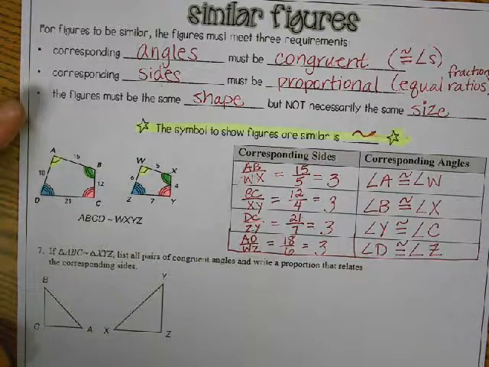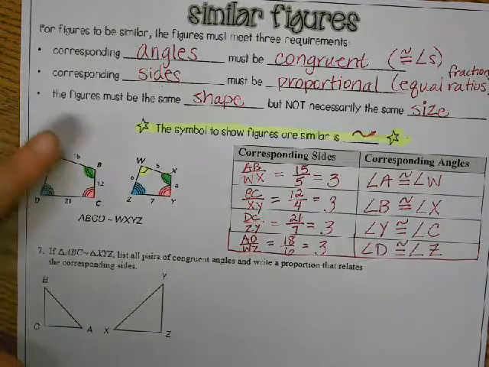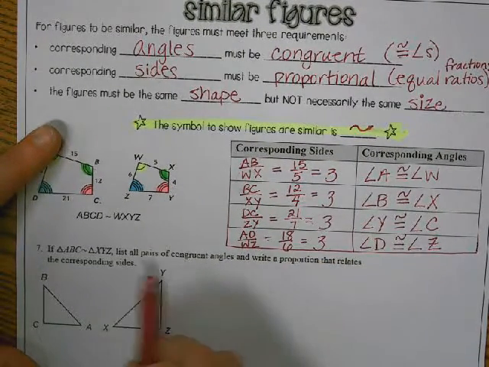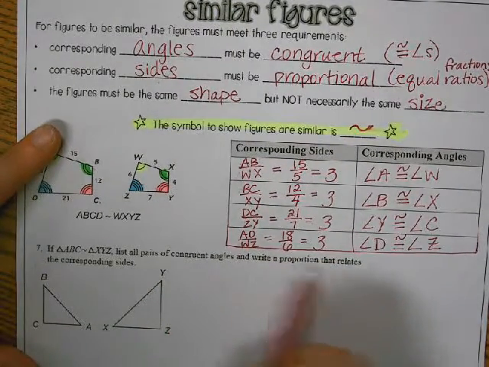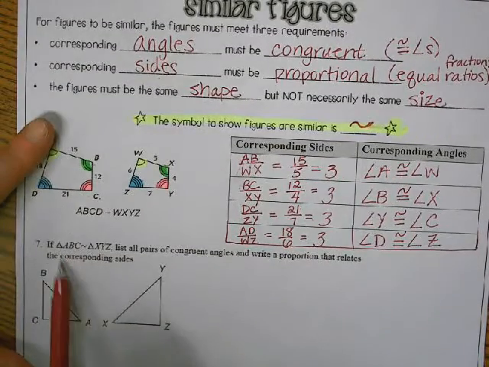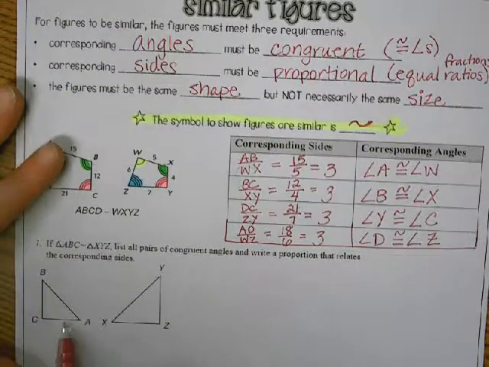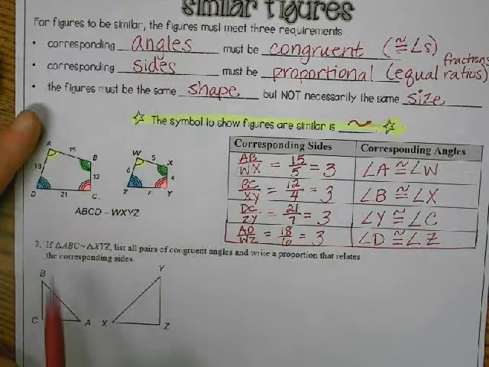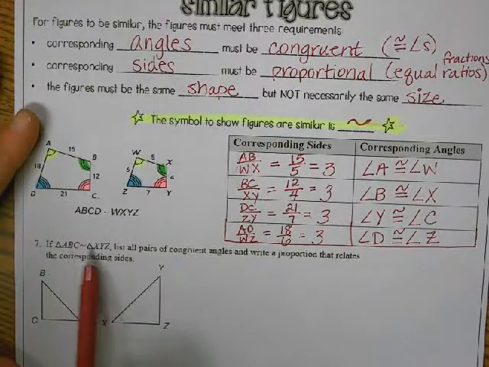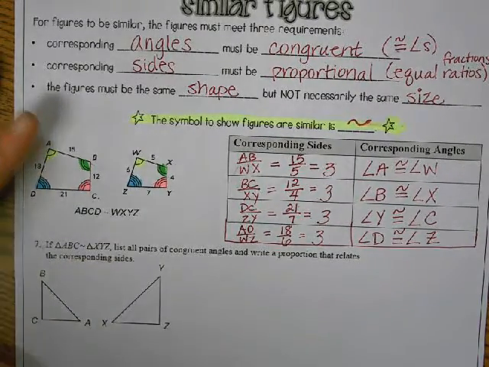Alright, so let's go ahead and write our ratios of sides and ratios of angles. It said list all the pairs of congruent angles and write a proportion that relates them. To tell which angles are congruent, see these aren't facing the same direction, so we have to look at the statement that we started with.